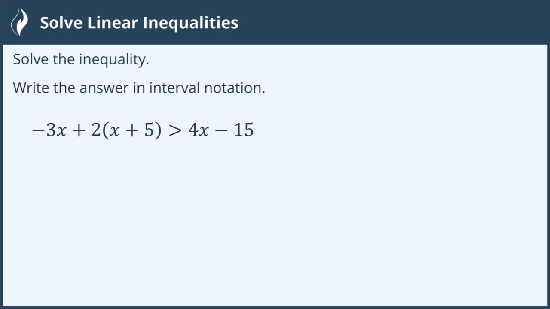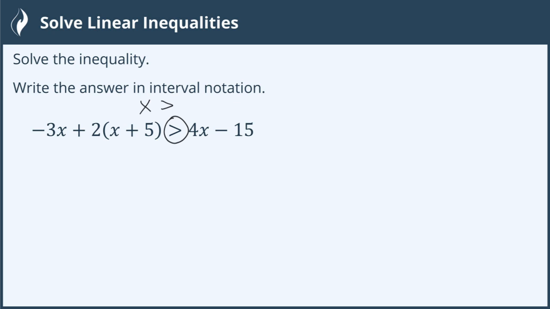In this video, we are going to solve linear inequalities. So what we're going to do is treat this greater than sign like an equal sign. We're going to try to get all x's on the left side to make it say x is greater than, with all of our numbers on the right side. So the first thing we need to do is simplify each side.